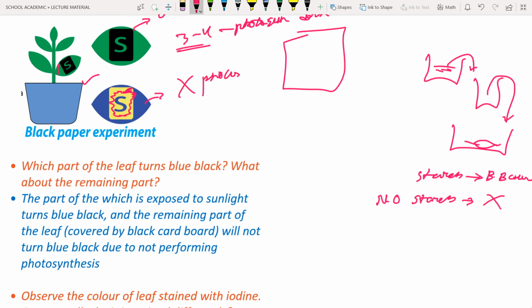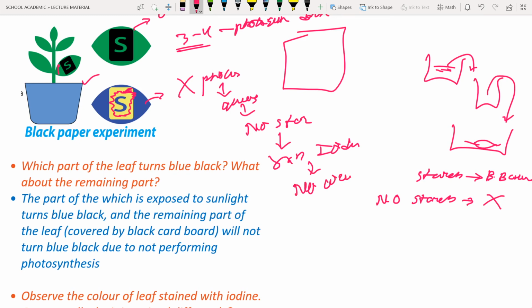If there is no photosynthesis, what will happen? No glucose. If no glucose, no starch. If no starch, no reaction with iodine. If no reaction with iodine, no color. So have you understood why there is no color on the place which is covered by the black cardboard?